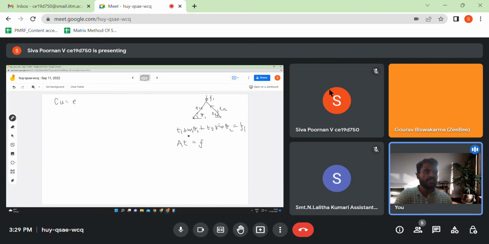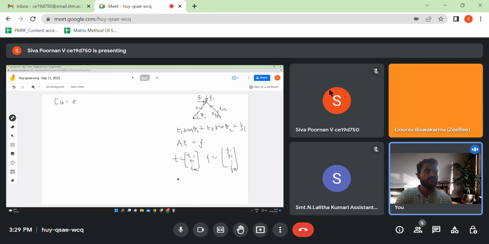So AT is equal to F is what you might end up with if you do this equilibrium for every joint, right? Where T contains all the bar tensions T1, T2, till Tm, where m is the number of elements, and F would contain all the joint forces, F1, F2, and so on, depending on the degrees of freedom. You might have two forces here itself, right? Yes. So every degree of freedom can have a force, so you can have till Fn.